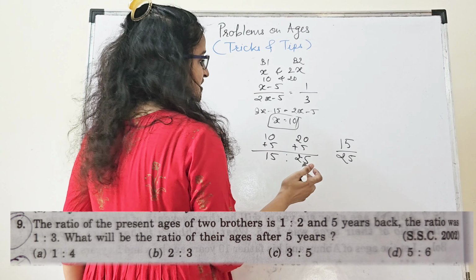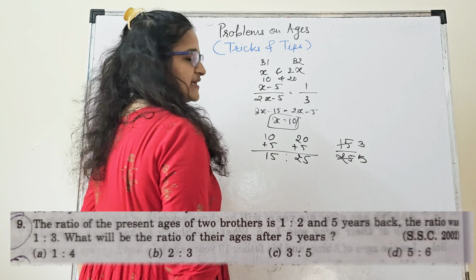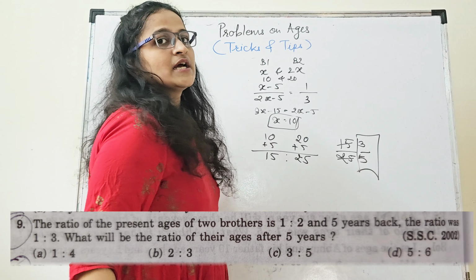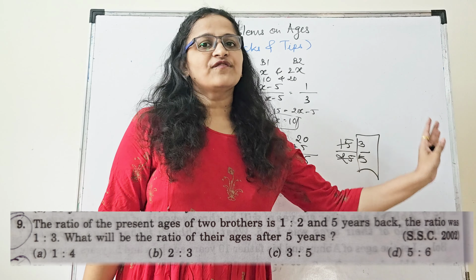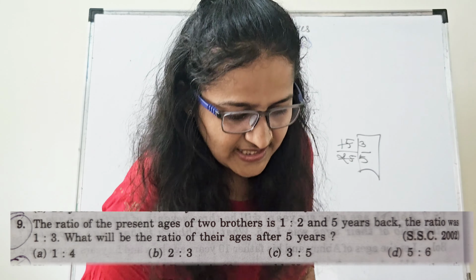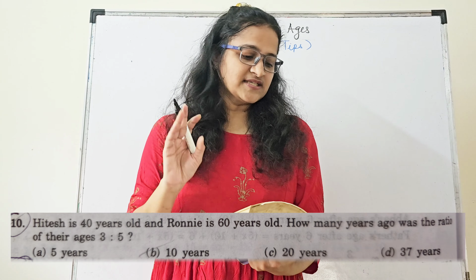Simplify this, then it gives you 3:5. Yes, so 3:5 is the answer. 3:5 is the ratio of proportion between these two brothers after 5 years. Yes, 3:5 is the final answer. Yes. So Hitesh is 40 years old, Ronnie is 60 years old.